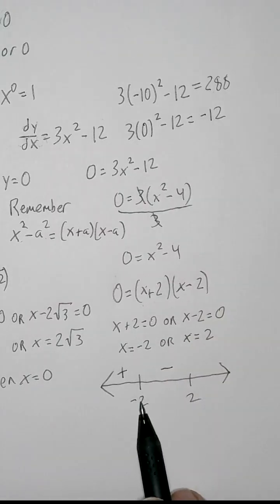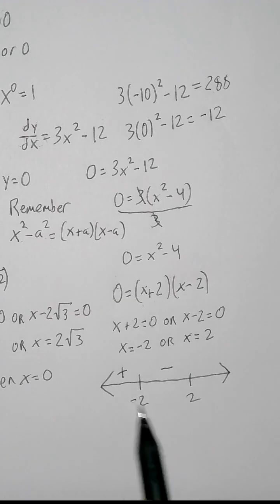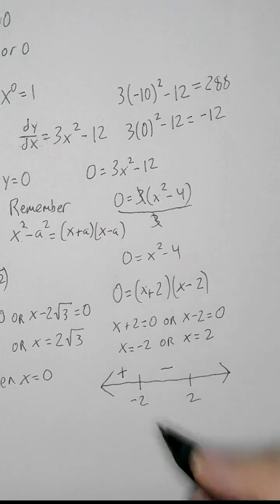So that tells me that from negative 2 to 2, my slope is going to decrease. But what does that also tell me about 2? Is that a maximum or a minimum?